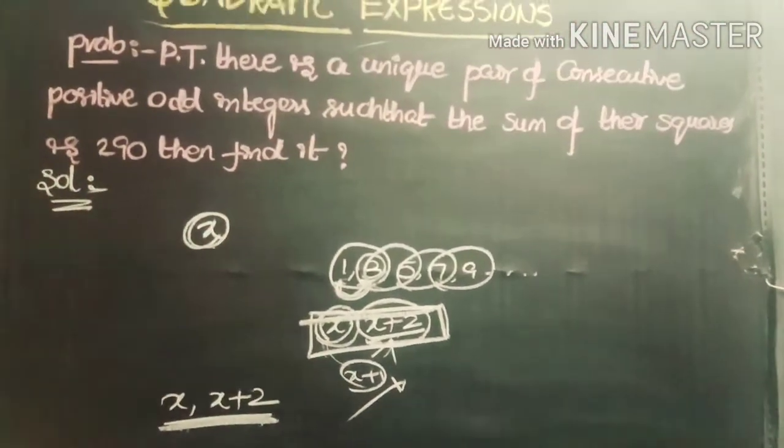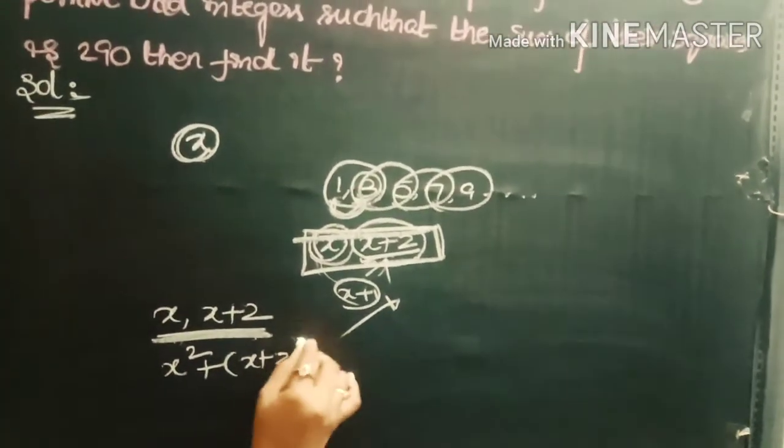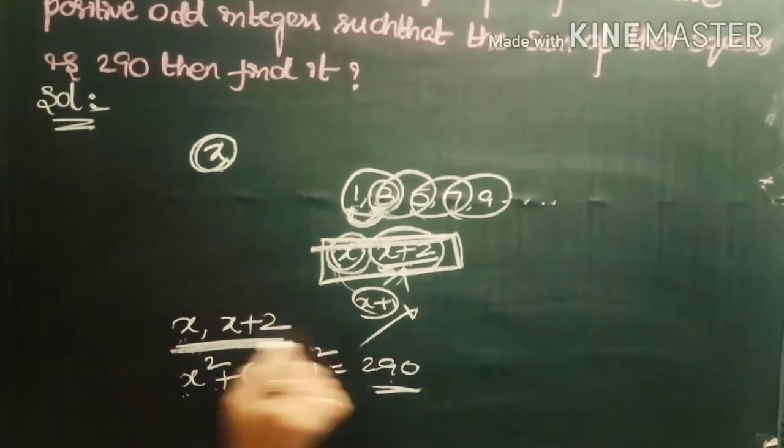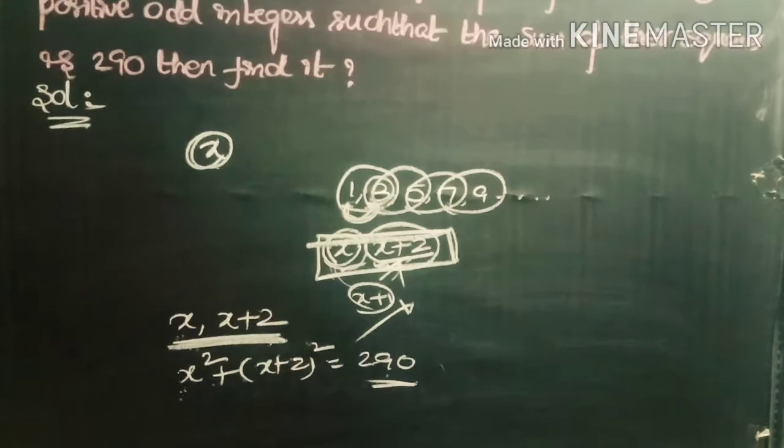The sum of their squares is equal to 290. That is, x square plus (x plus 2) whole square is equal to 290. This is the given data. In this equation we have to find the values of x, x plus 2. That is the given question.